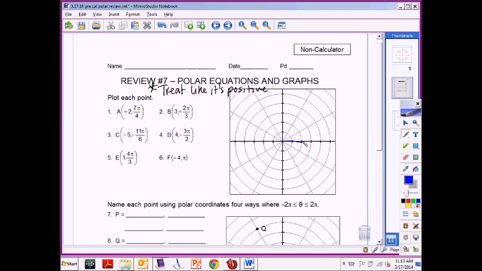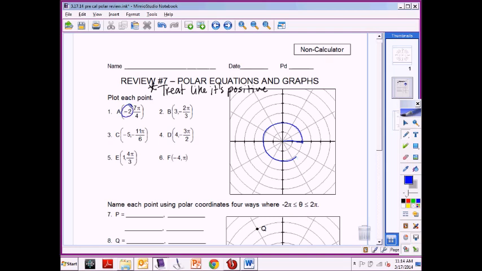Well, where's 7 pi over 4 located? 315 degrees. So that means I would come around and I would be right here, right? If I was a positive point, that's where I would be. But I'm not positive. Well, I'm a positive angle, but my radius isn't positive.